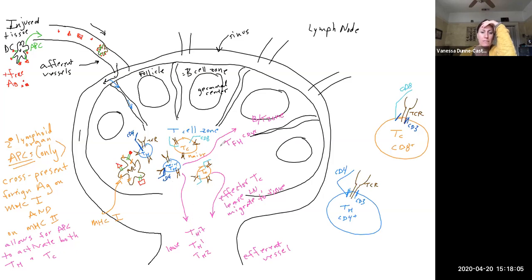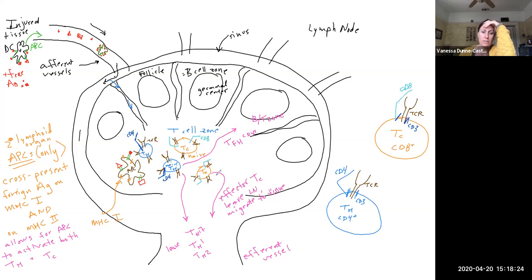But usually the fate of all of these effector cells is that they leave, and then they home back to, or head back to, the area that they got activated in the first place. So these cells will go out in circulation and essentially get pulled back to the area that they were activated at, that injured tissue spot.